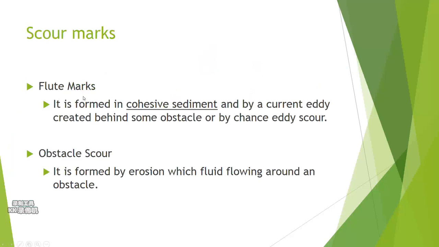For scour marks, there are two types. The first one is flute marks, which are formed in cohesive sediment by a current eddy created behind some obstacle, or by chance eddy scour. The second one, obstacle scour, is formed by erosion as flow goes around an obstacle. I'll explain these two scour marks in more detail on the next page. Also, based on my study, flute marks should be a variety of obstacle scour.